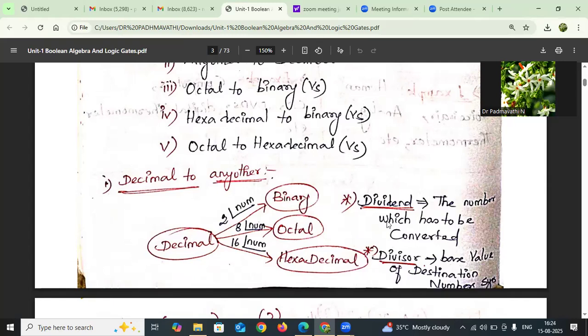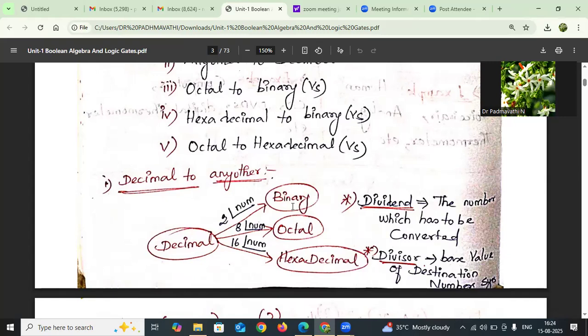Here the dividend is the number which has to be converted, and the divisor is the base value of the destination number system. If you want to convert decimal to octal, there are two methods. Already I told you one method: if you have a binary representation, we can group it in 3 bits, and that will give you the octal representation. Otherwise, if you have a decimal number and want to directly convert it to octal, then we can use this method.